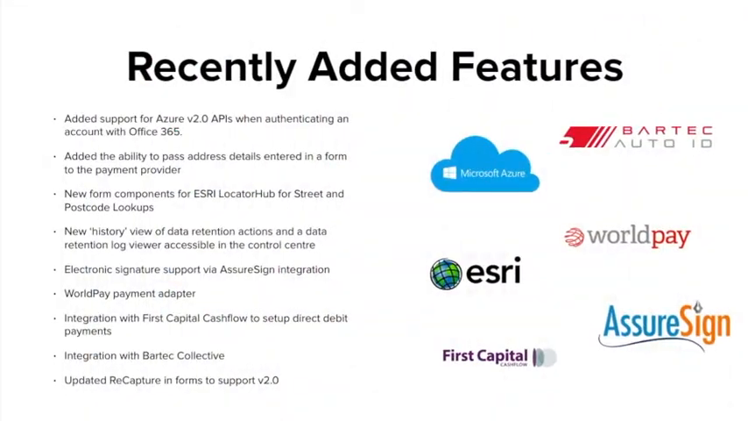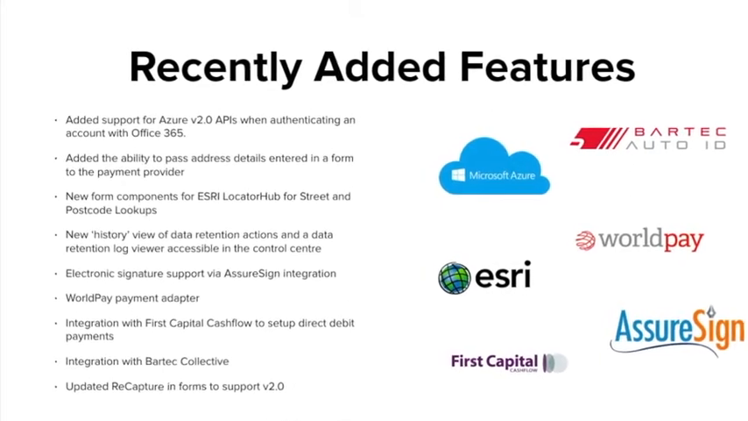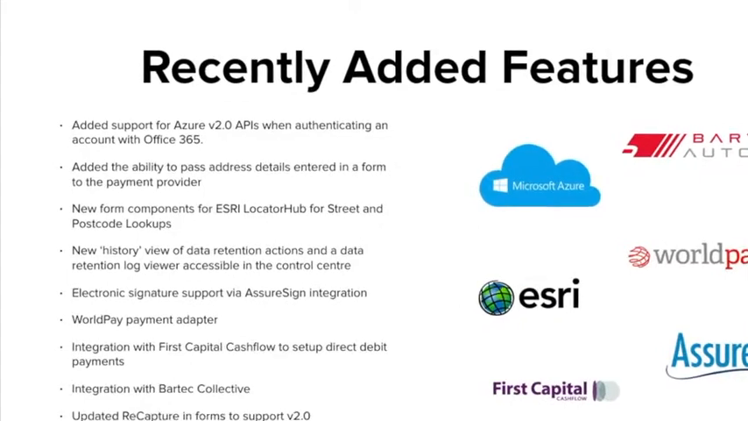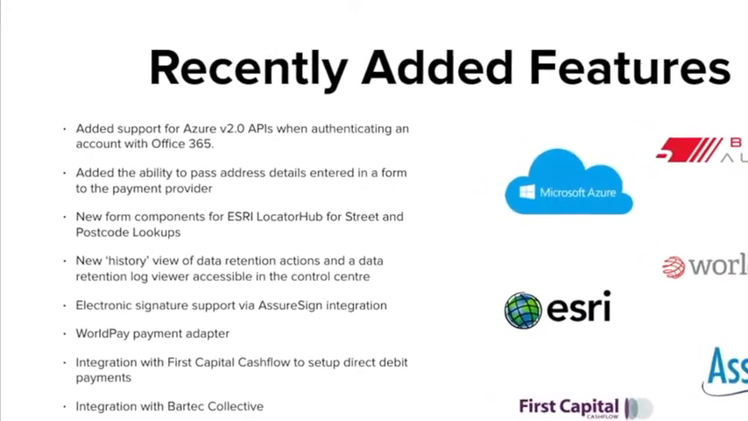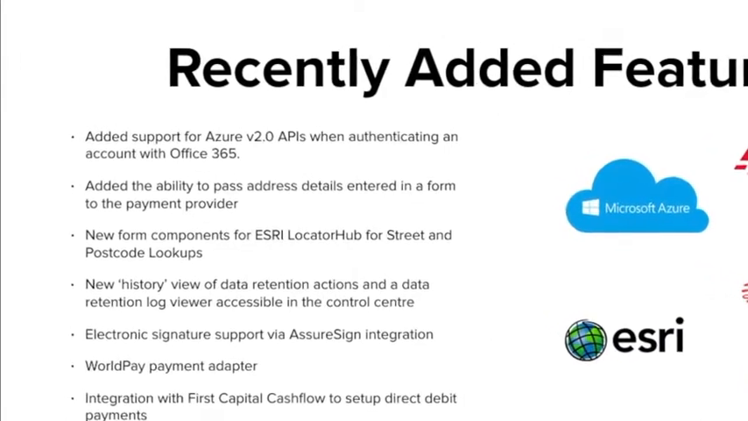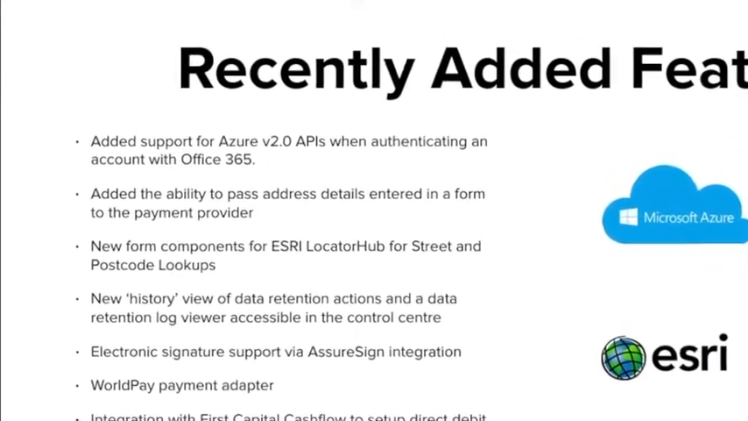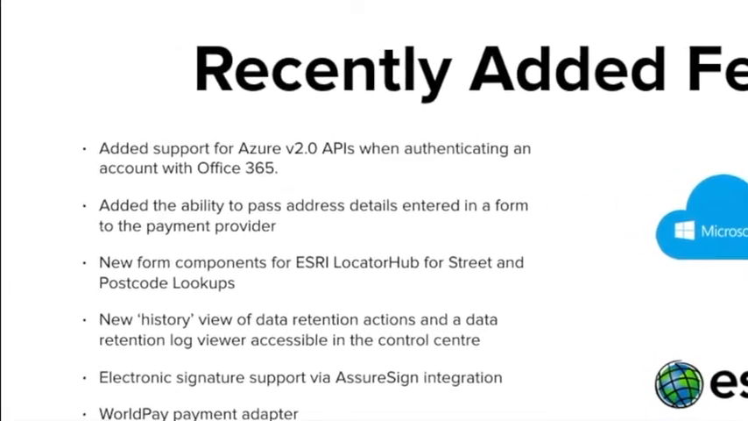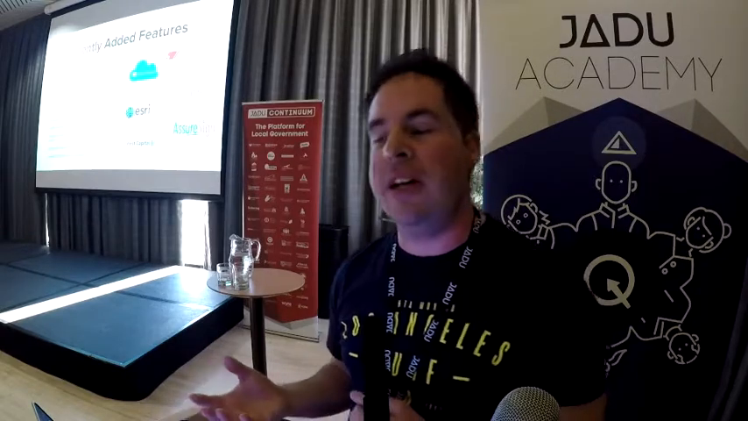What else have we been up to? Something that we have been asked for a while, pretty much since PayBridge became a core feature of XFP, is the ability to send the payee addresses and names to the payment providers. Not every payment provider supports it, so if you're not sure, come and ask me. But a recent update allows you to select an address from a form question and send that to your payment provider.